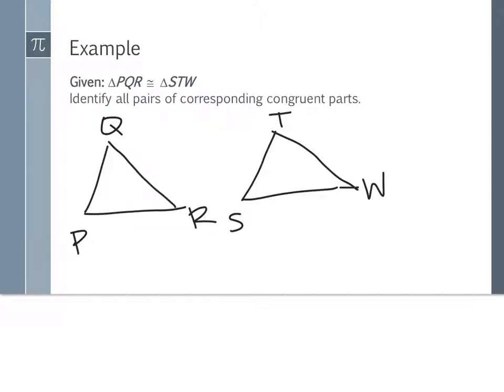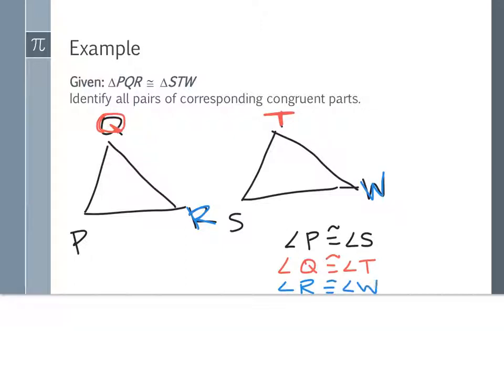Okay, so I'm actually going to write over in a different color just to highlight those corresponding parts. So we can say that angle P is congruent to angle S, that angle Q is congruent to angle T, and angle R is congruent to angle W. The angles are the easy ones.